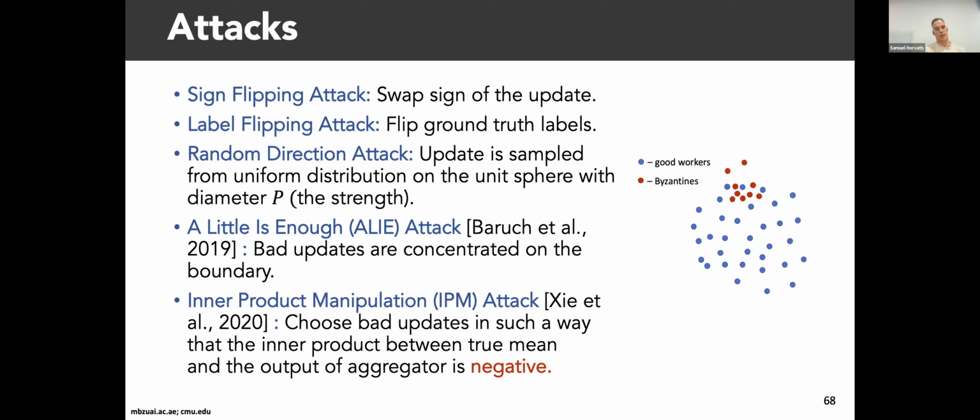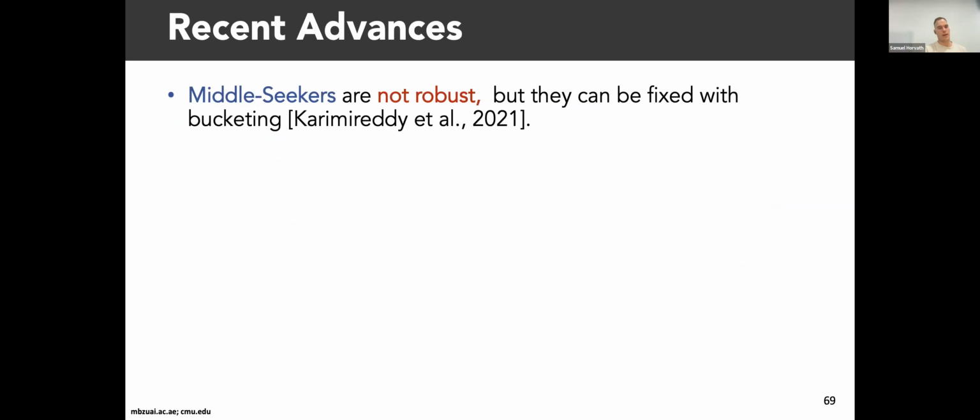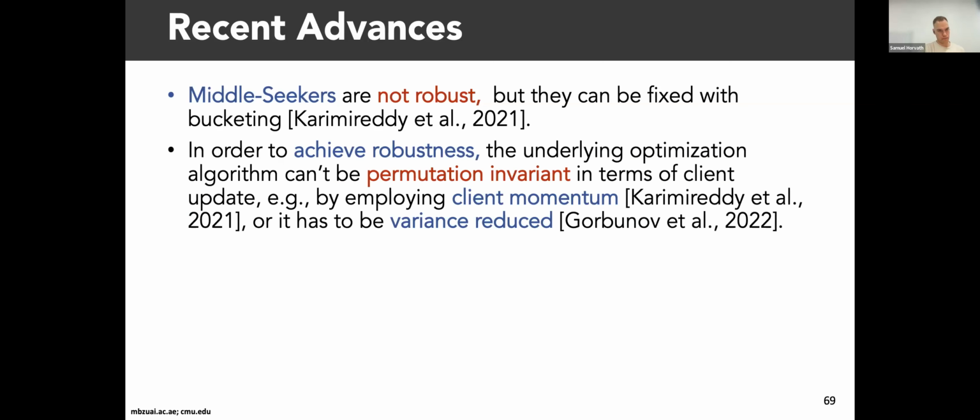So you're kind of moving in the direction that you don't wish to. Some of the recent advances here: it was actually shown that median-based aggregators are not robust, but thankfully they can be fixed using techniques called bucketing. Also, in order to achieve robustness, you need your underlying optimization to be not permutation invariant.